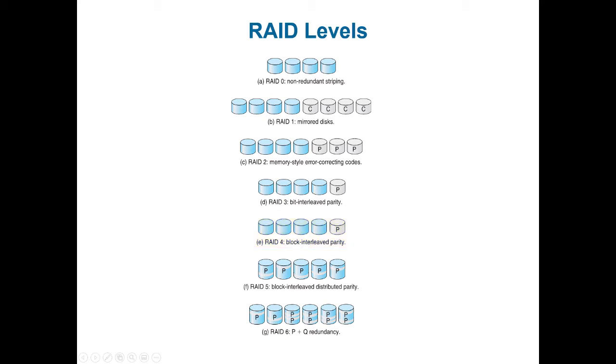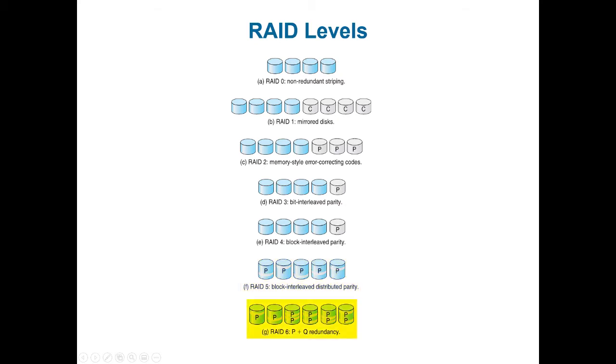RAID Level 5. This level is similar to level 4, except the parity blocks are distributed over all disks, thereby more evenly balancing the load on the system. For any given block on the disks, one of the disks will hold the parity information for that block, and the other N-1 disks will hold the data. Note that the same disk cannot hold both data and parity for the same block, as both would be lost in the event of a disk crash.